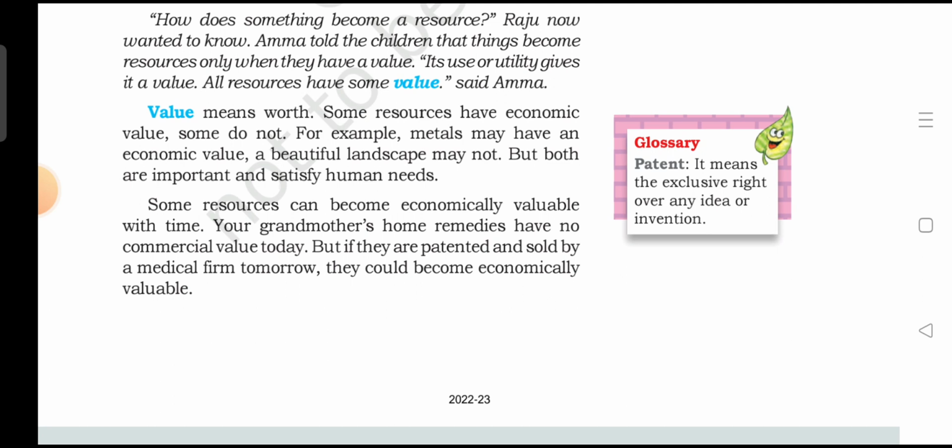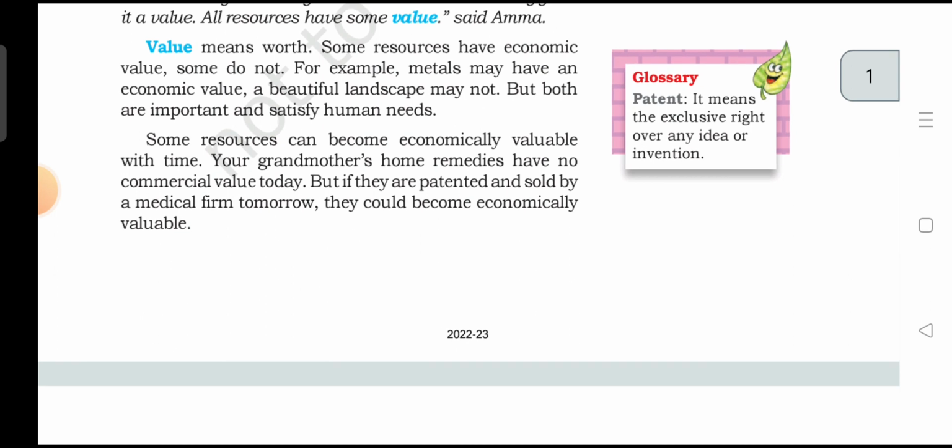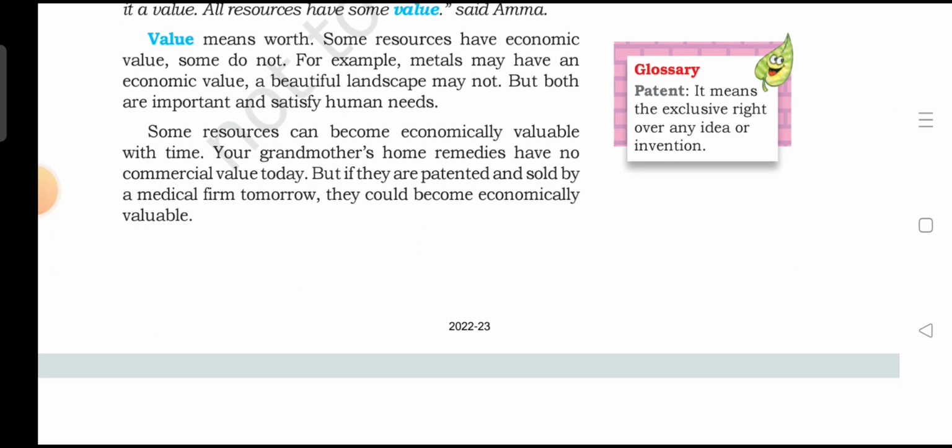What is worth? Dear children, worth is something that you gift. Okay, some resources have economic value. Economic value means when you are selling them, you are getting money also. Now this word economic means something related to money and all. Okay, these terms you will learn later in class 9th, and they are very important, dear students. Now see, some do not. For example, metals may have economic value because metals are used in many things, right?